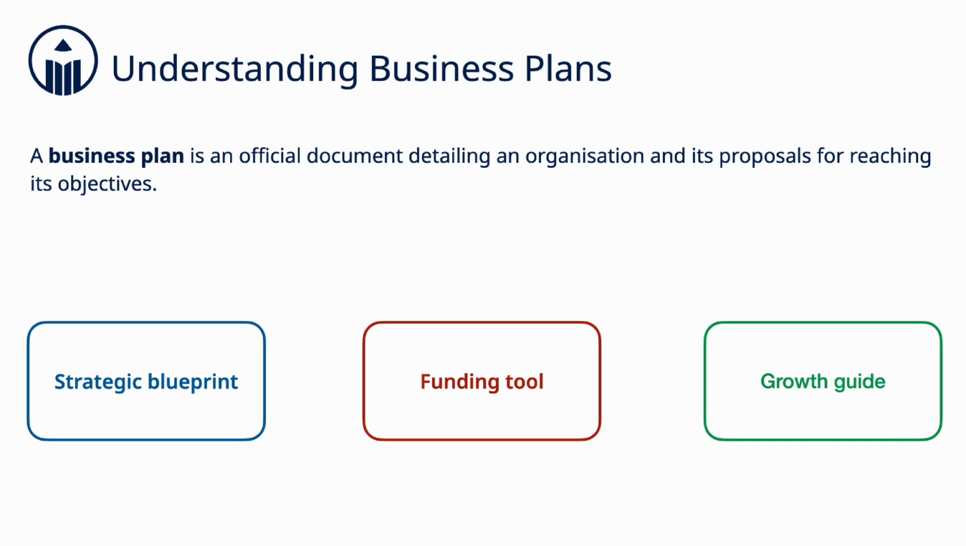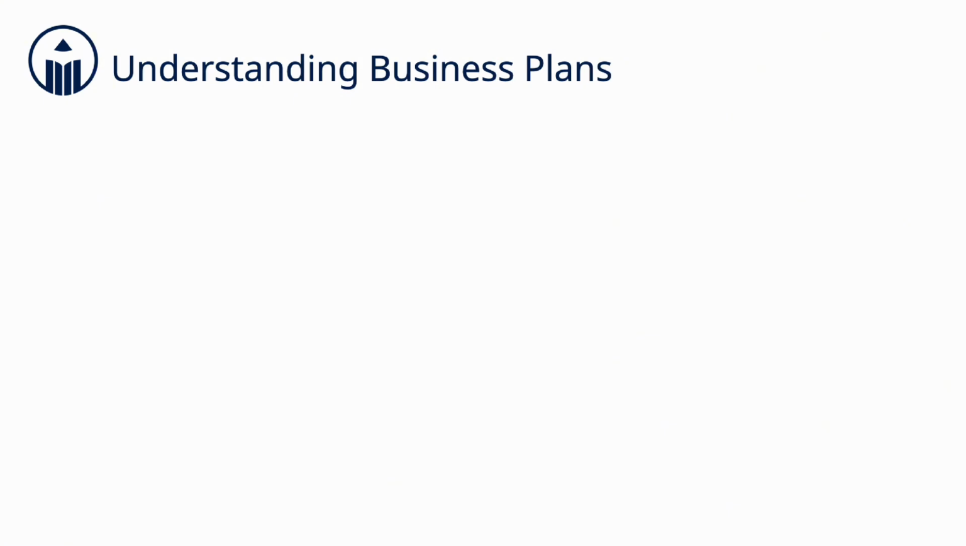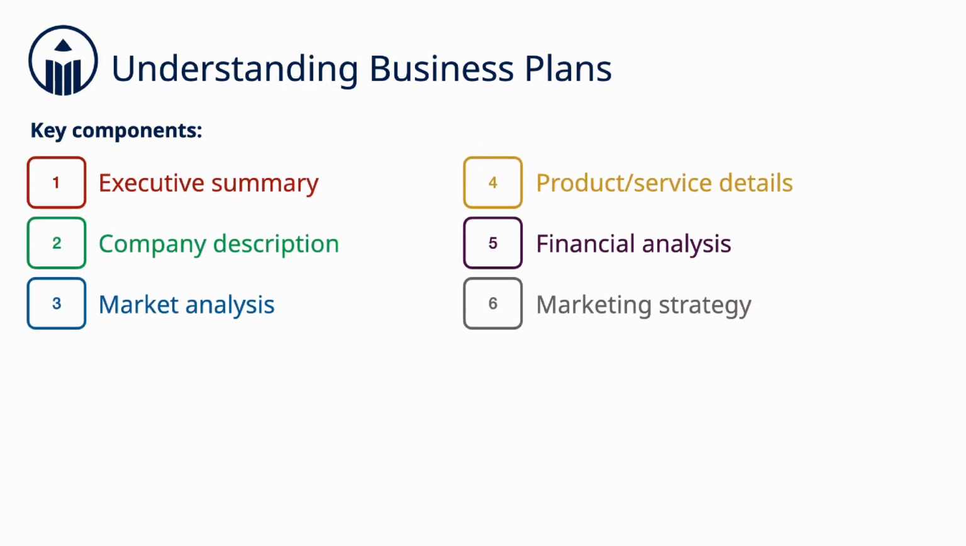A business plan is also a business's growth guide. It identifies opportunities for expansion, sets measurable growth targets, and outlines the actions needed to reach them. Regularly reviewing and updating the business plan helps a business stay on track and adapt as a business evolves. In this video, we'll explore the key components of business plans, their purpose, and how they contribute to effective business planning and operations.